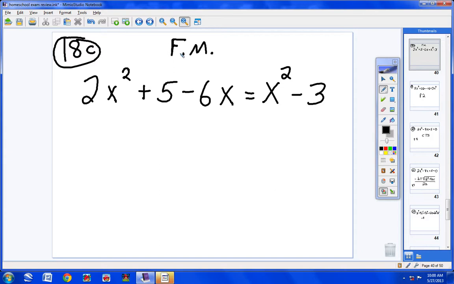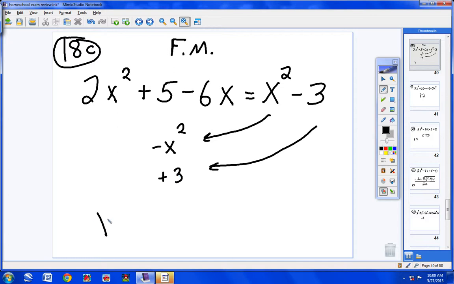Okay, so as soon as I realize I'm going to solve by factoring, the first thing I want to do is get one side equal to 0. So I'm going to bring this x squared over, and I'm going to make it a negative x squared. I'm going to bring this negative 3 over, and I'm going to make it a positive 3. Now when I do that, here's what I'm left with. I'm left with x squared. Notice I'm writing it in standard form as I do this. Minus 6x plus 8 equals 0.